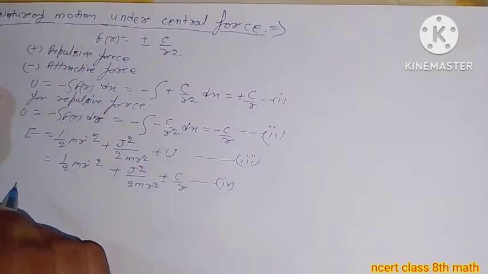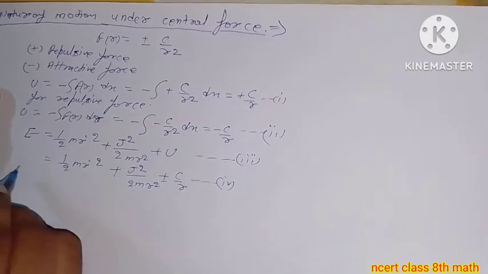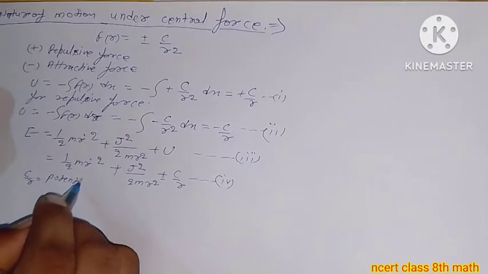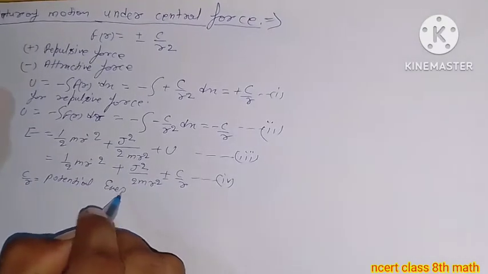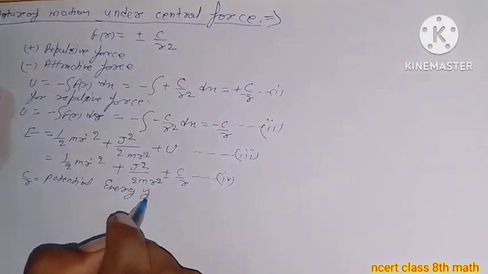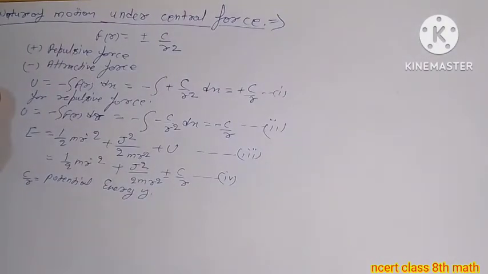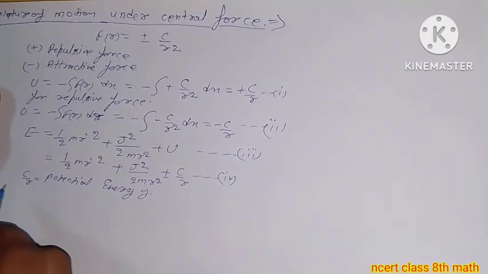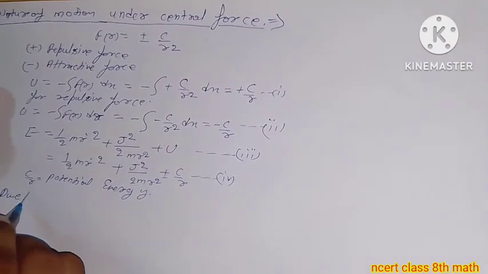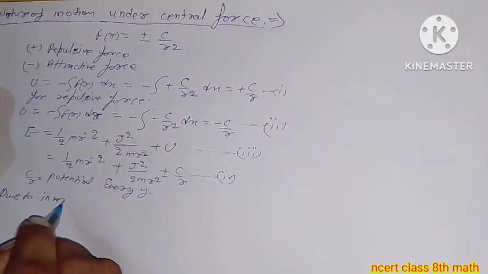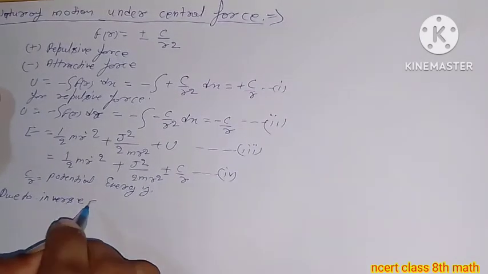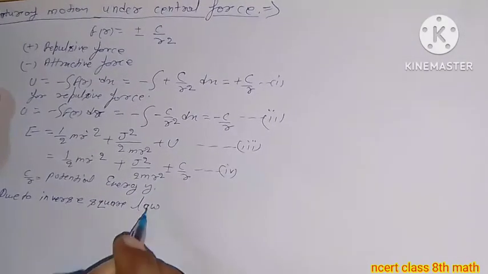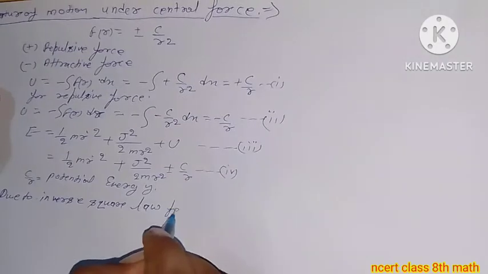Where C by r is the potential energy due to the inverse square law force.